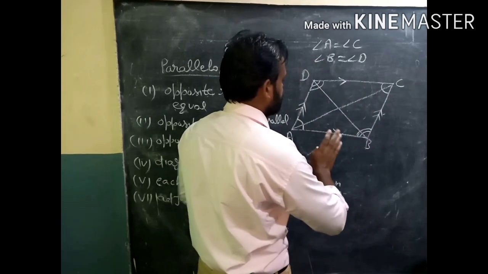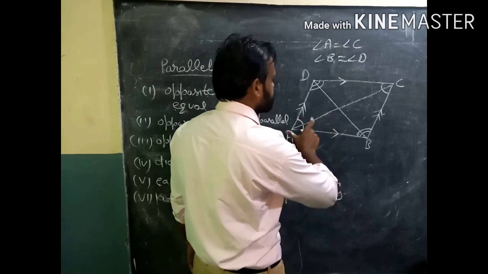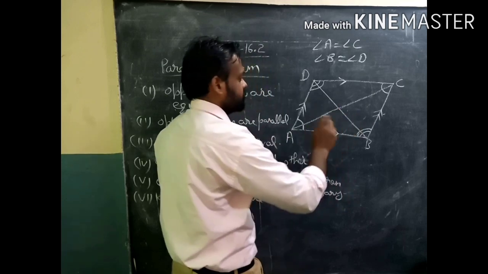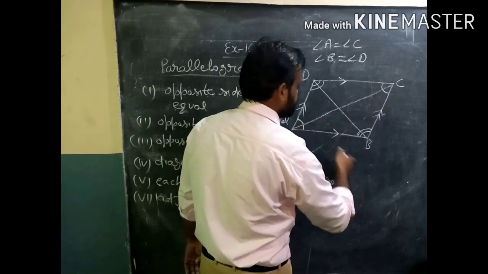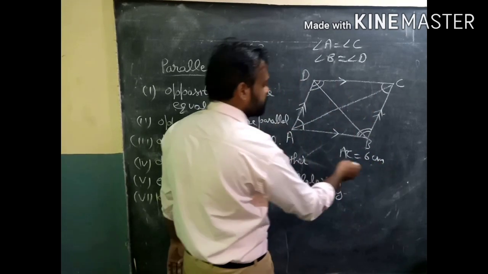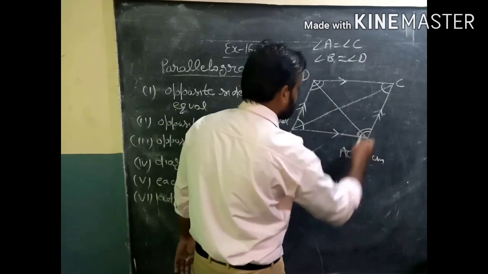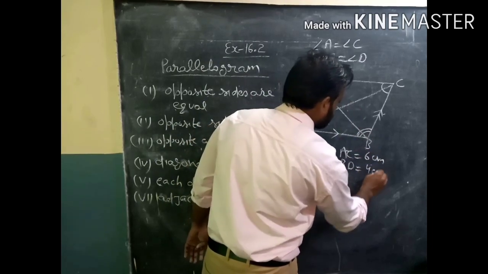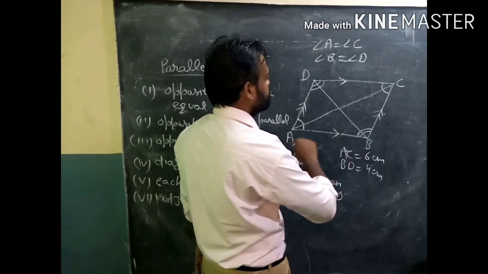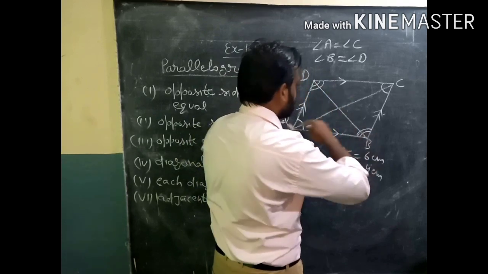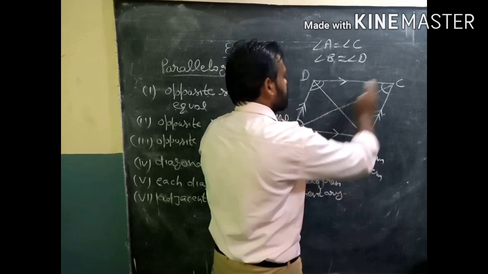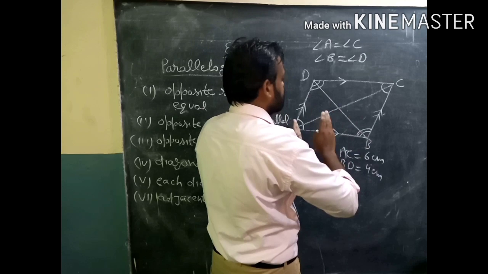We can take an example to explain this concept. Suppose the total length of diagonal AC is 6 centimeter, and suppose the total length of diagonal BD is 4 centimeter. If I draw these two diagonals, they bisect each other. This means the BD diagonal divides the AC length into 2 equal lengths.